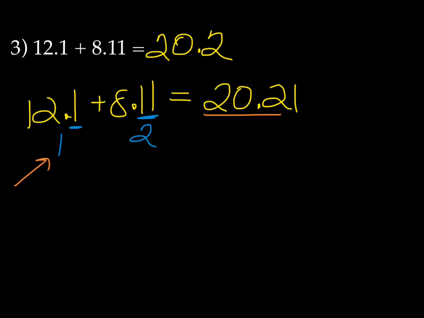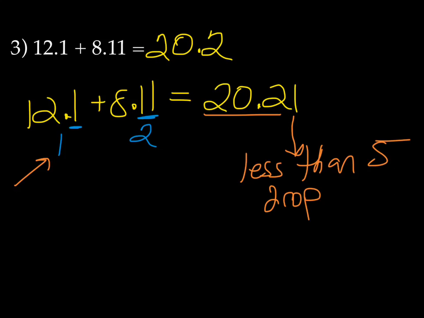So we're going to keep those 3. We deal with the 1. The 1 is less than 5. So we drop it, giving our final answer at 20.2. And again, we don't have to add a 0 there because it's to the right of the decimal. It doesn't change the value of the number.